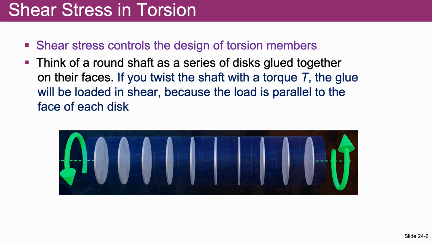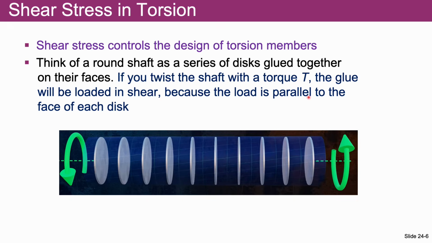Think of a round shaft as a series of discs which are glued together on their faces as presented here. Let me use a pointer here, a laser pointer. So as you can see, we have a round shaft, and we can think of this round shaft as a series of discs which are glued together on their faces.